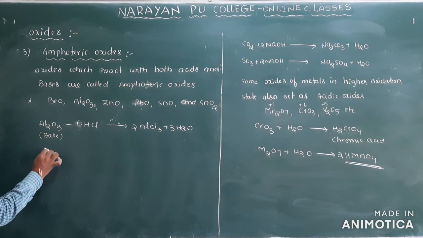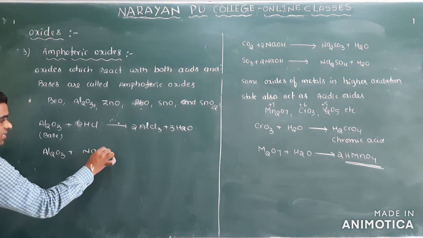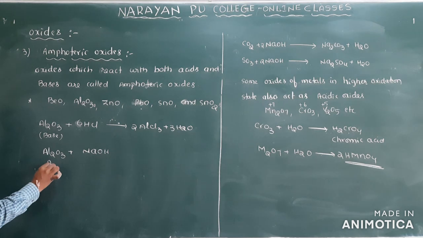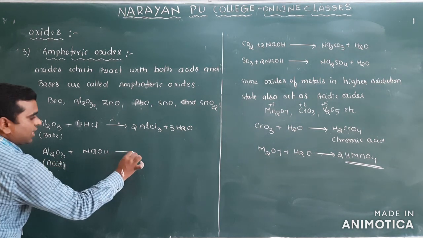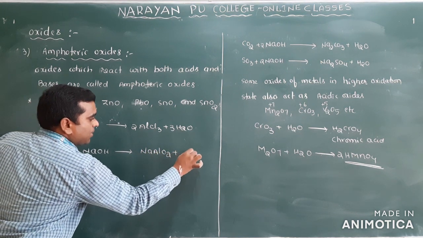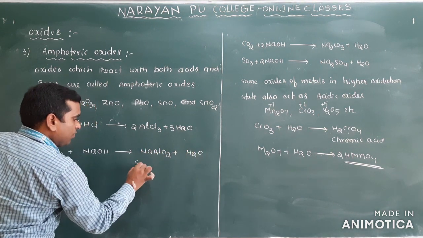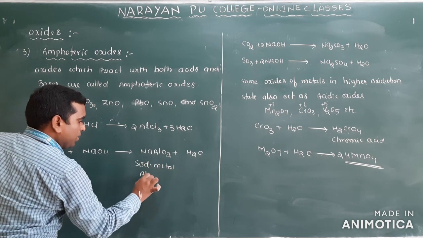Clear? In the same way, Al2O3 when it reacts with the base acts as an acid. Clear? This is acid. Now what you will get? Salt plus water: sodium meta-aluminate plus H2O. What we will call here? Sodium meta-aluminate.